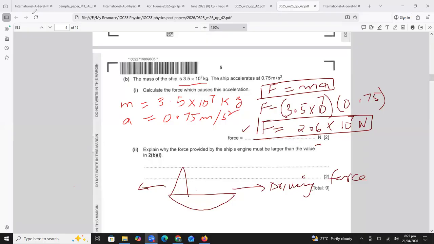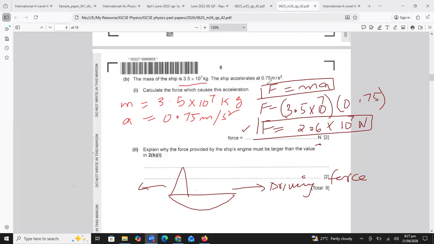Sorry, beta, sorry. So basically, in this question they are saying explain why the force provided by the ship engine must be larger than the value in 2B part 1. So what they are asking is that we have calculated the value of force, that is 2.6 times 10 raised to the power 7 Newton, but the actual value is greater than this calculated value. So what is the reason behind this? Why are we getting a greater value than this calculation? Basically, when we are doing this calculation, we are not considering any type of backward force.